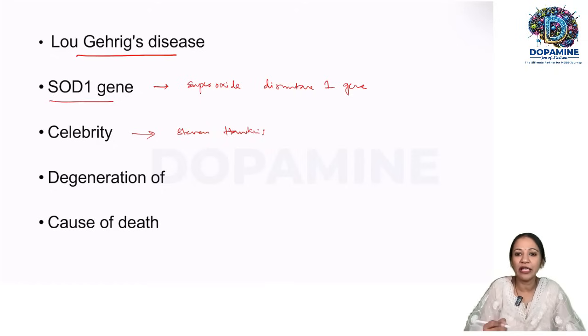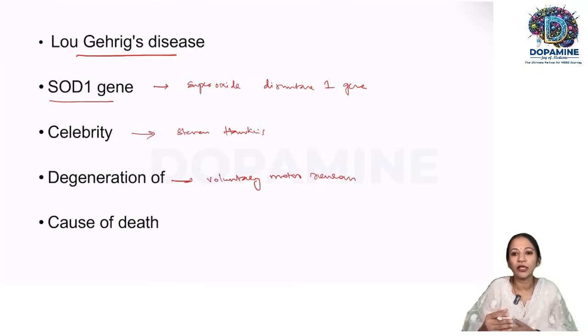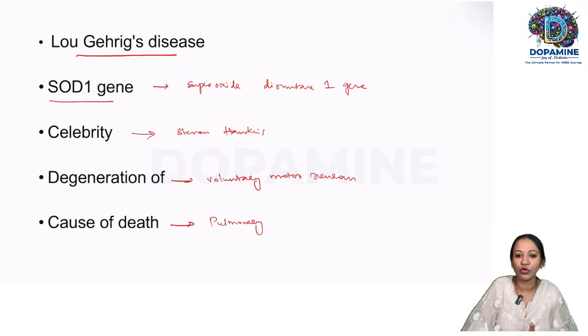So what happened? It is a debilitating disorder because of degeneration of the voluntary motor neurons. So all the voluntary muscles will be affected slowly. All the voluntary movements like walking, using the hands, eating, everything will be affected gradually. And what would be the cause of death? Because of the failure of the supporting musculature of the lung. So pulmonary failure would be the cause of death in people with amyotrophic lateral sclerosis.